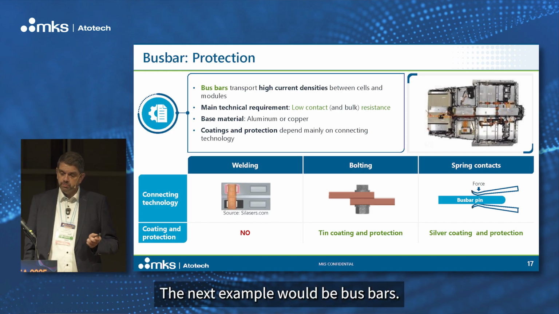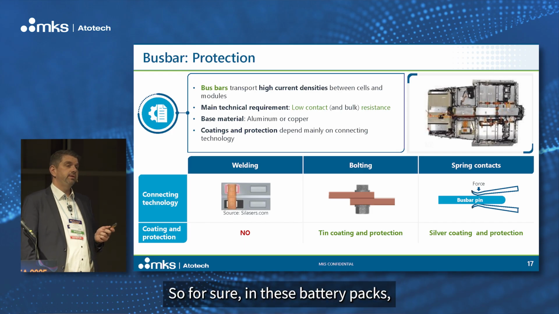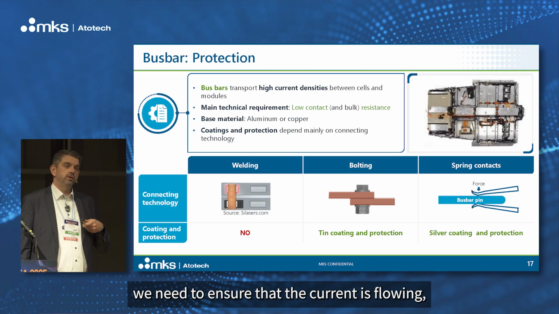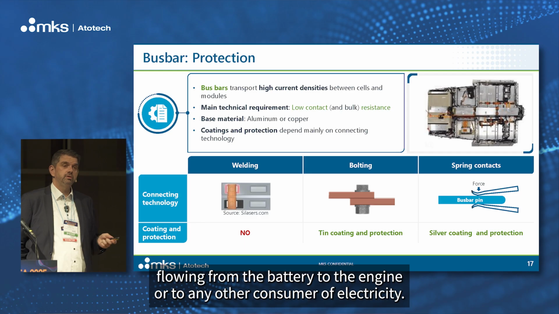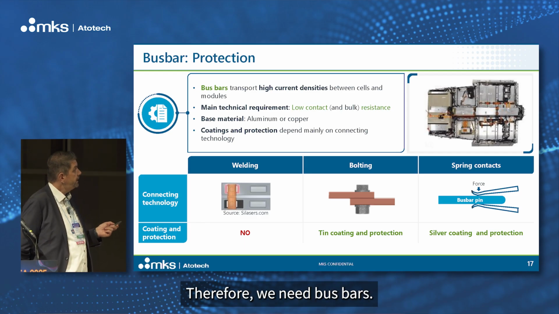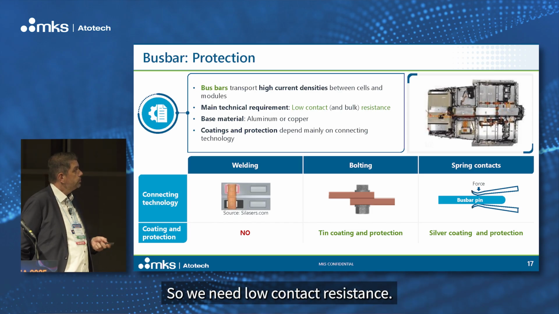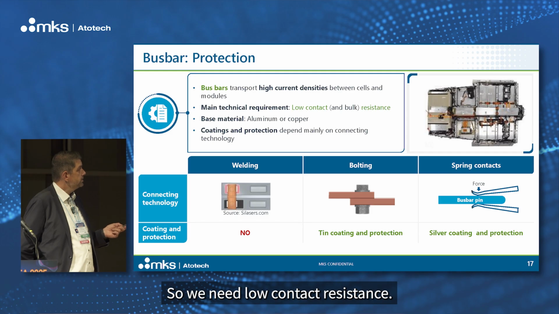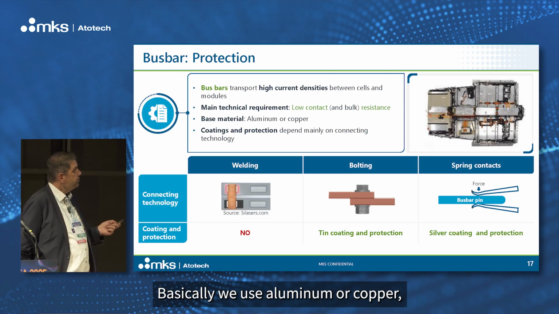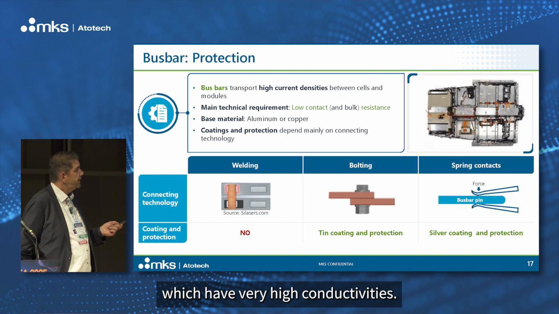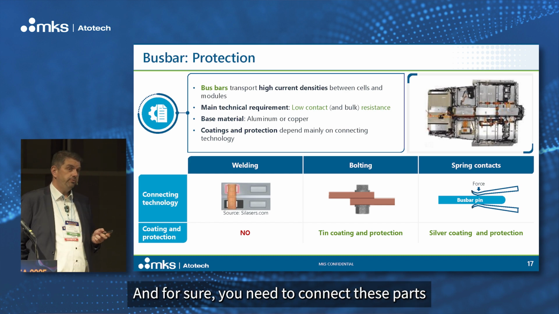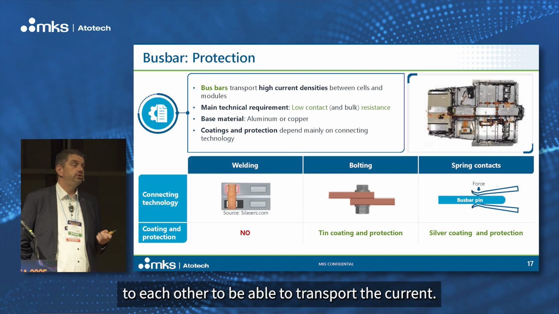The next example would be busbars. So for sure, in these battery packs, we need to ensure that the current is flowing from the battery to the engine or to any other consumer of electricity. Therefore, we need busbars. So busbars need to transport high current densities, so we need low contact resistance. Basically, we use aluminum or copper, which have very high conductivities. And for sure, you need to connect these parts to each other to be able to transport the current.